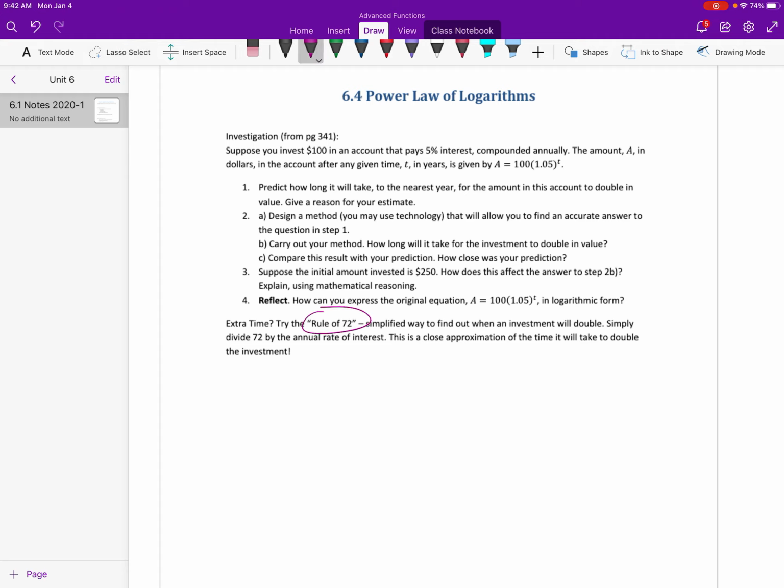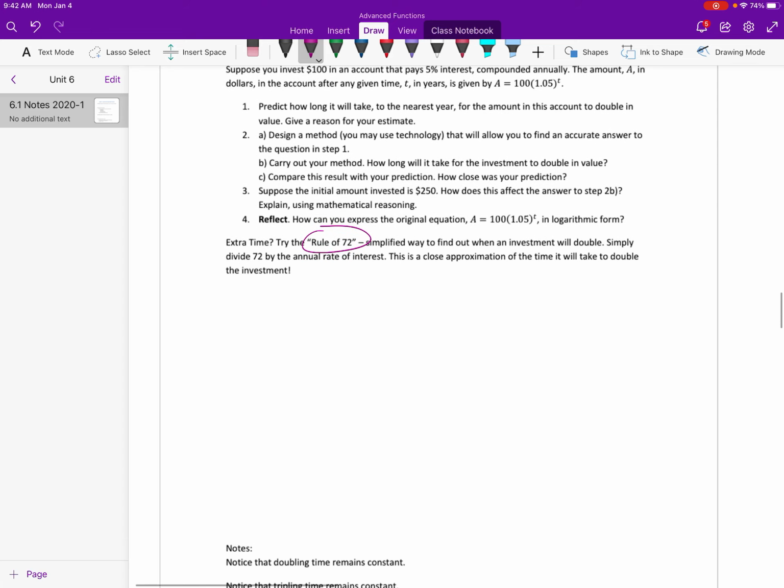The rule of 72 is something that investors use in order to figure out the amount of time it will take for an investment to double. So for example, if you invest $100, how long would it take to get $200? Or if you put in $1,000, how long would it take to get $2,000? Well, the rule of 72 simply says divide 72 by the annual interest rate. And that will be a close approximation for the amount of time it will take to double the investment. So I'll leave it to you to find what the true answer would be.